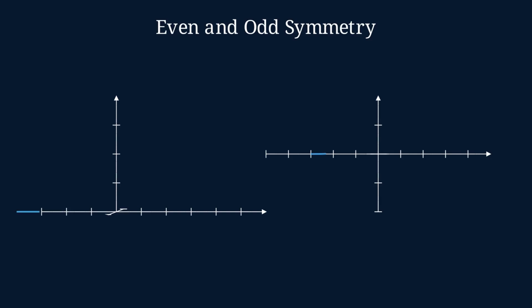We now explore symmetry properties of the Fourier transform. We begin with an even signal, a Gaussian function symmetric about the origin. Its Fourier transform is purely real and also symmetric in frequency.